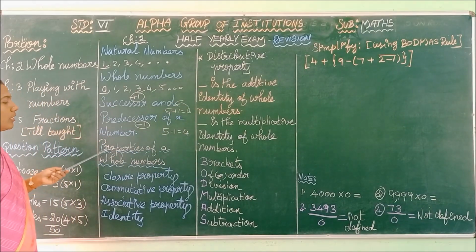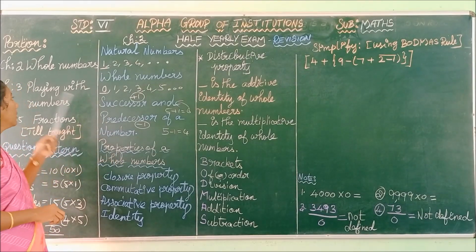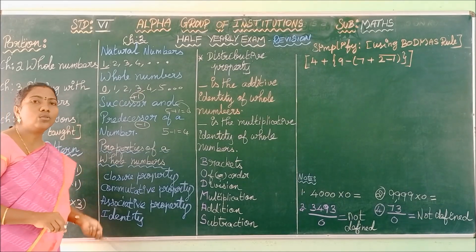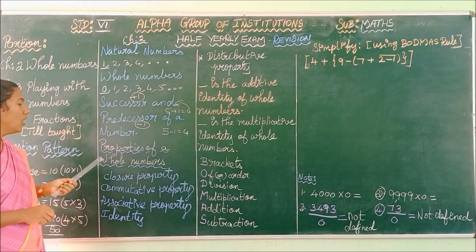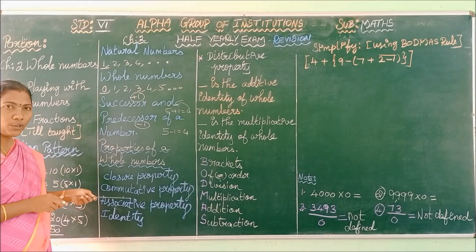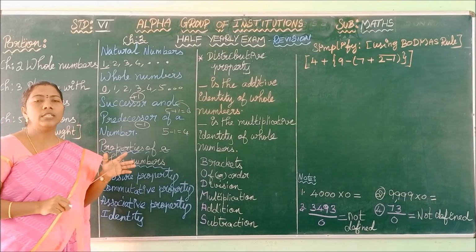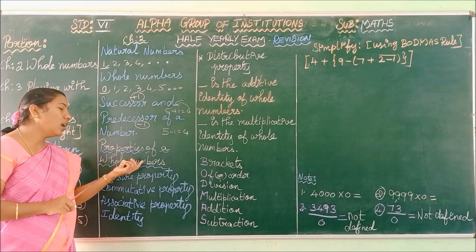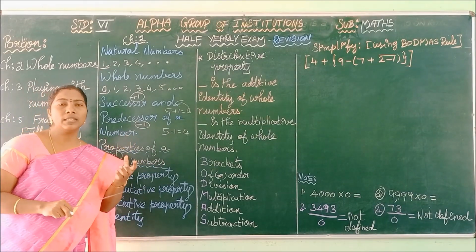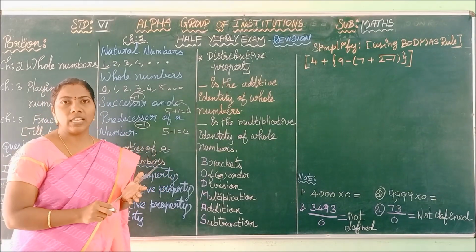Also, in unit test 2 itself, we have discussed the properties of whole numbers and also the playing with numbers chapter. So you just go through the properties of whole numbers. What are the properties we have discussed? Closure property, commutative property, associative property, identity, distributive property. These are the properties we have discussed on whole numbers, based on the 4 operations: addition, subtraction, multiplication as well as division.